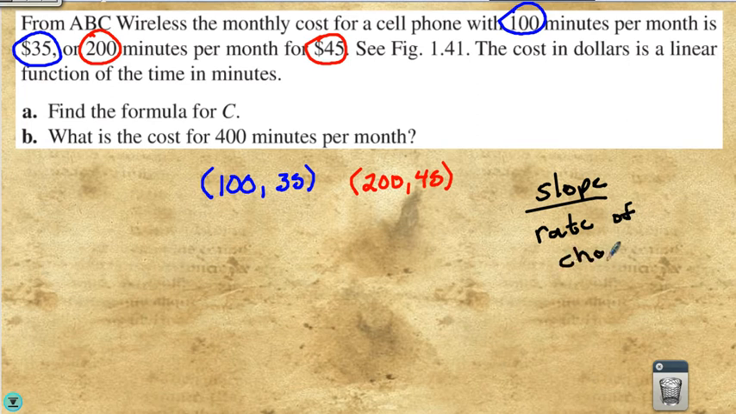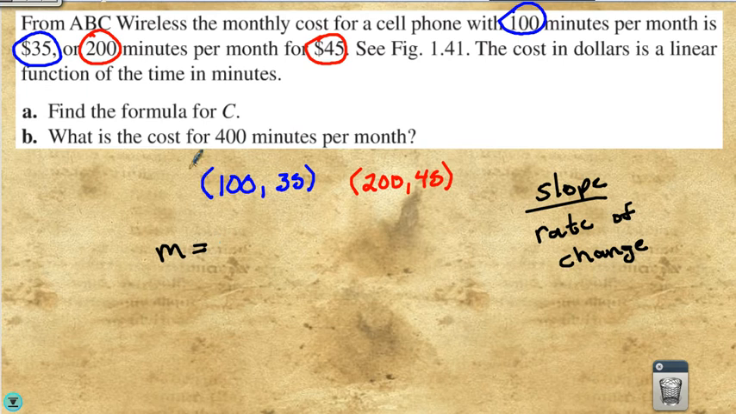And when I say rate, examples of rates: speed is a rate. Dollars per month is a rate. Inches per year. If you want to know how fast you're growing, inches per year would be a rate. Okay, all those are examples of rates. So here, let's find our slope.